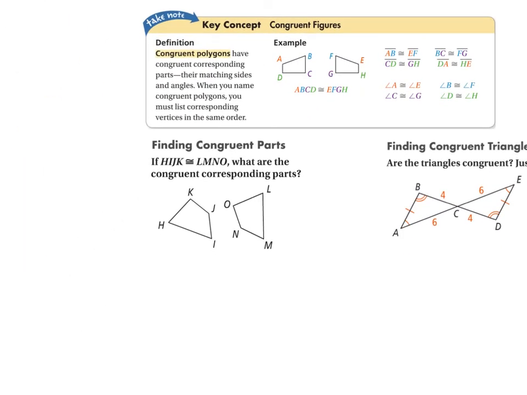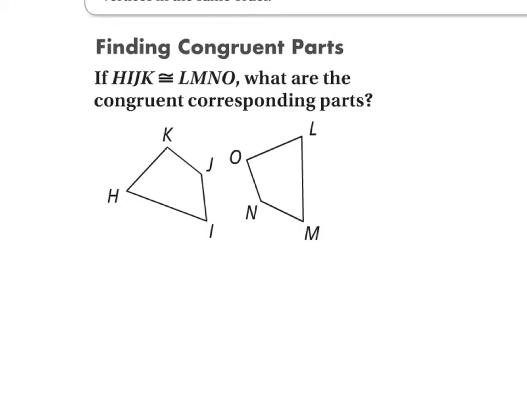Okay, so here we go. If HIJK is congruent to LMNO, what are the congruent corresponding parts? How many sides do these have? Well, we're going to need 4 sides and 4 angles. There's a few different ways to do it. You can look at the directions because I told you they're already congruent, or you can look at the figures, which sometimes is a little bit harder. It looks like this one has been flipped and rotated.